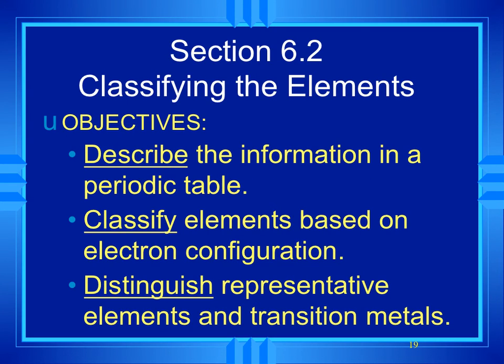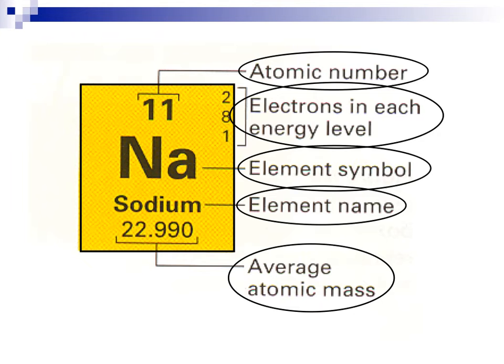The objectives for this video lesson include describing the information on a periodic table, classifying elements based on their electron configuration. Now remember, electron configuration is where we describe the location of electrons using 1s2, 2s2, 2p6, and so on, and then distinguish between representative elements and transition metals.